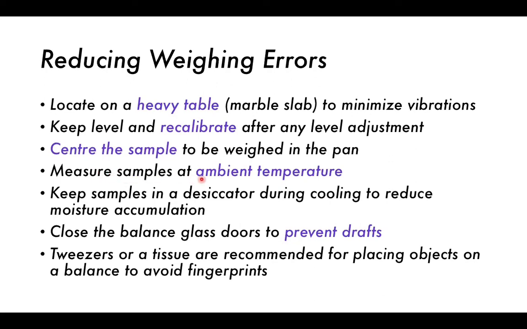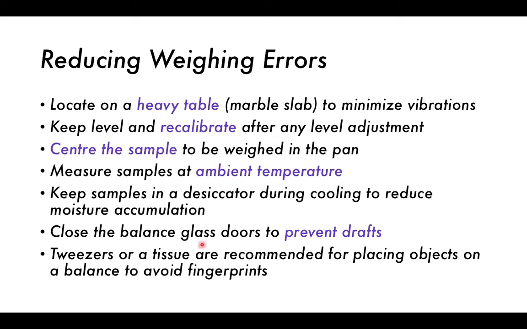Measure the samples at ambient temperature. So whatever the room temperature happens to be, whether that's 20 degrees Celsius, 25, 30, make sure the sample is also at that temperature. So if we take a sample from a refrigerator or a freezer, we must let it equilibrate with the ambient temperature. And if it comes from a colder temperature, then it's a good idea to keep the sample in a desiccator to keep it dry, and also to reduce moisture accumulation inside of the container.